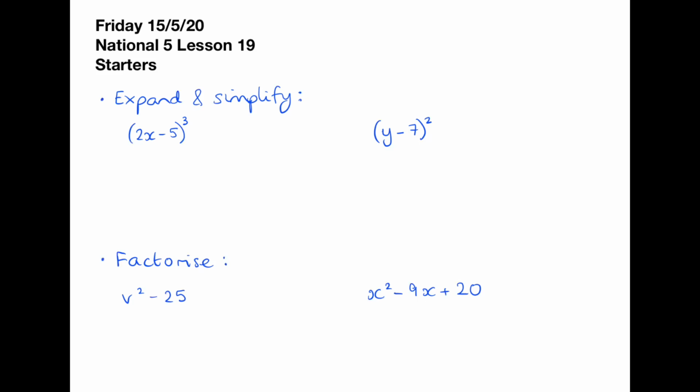So fantastic, well done. Okay, so to start with then, expand and simplify. Remember, if you know what you're doing, just pause the video, do the questions, and then skip to the bit where I give you the answers. Okay, so first one, expand and simplify. When we've got a cubed bracket, it means it multiplies by itself 3 times.